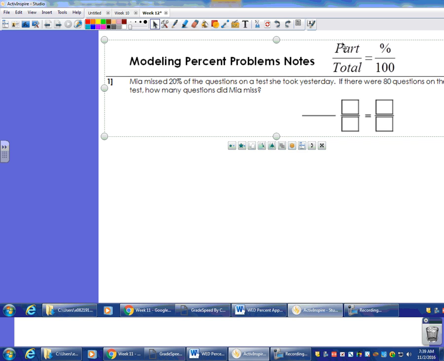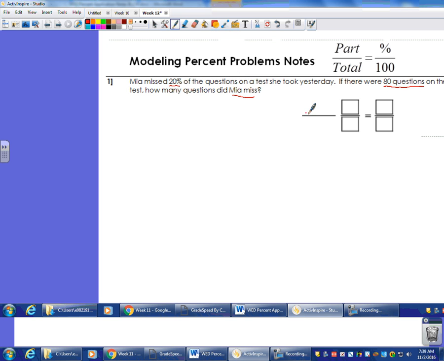Okay, so we have the part over total will equal percent over 100. So this first problem says Mia missed 20% of the questions on a test she took yesterday. If there were 80 questions on the test, how many questions did Mia miss? Okay, so first, whenever you see a percent, that is what's going on top of the 100.